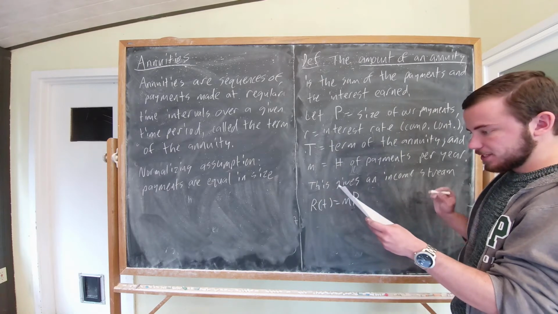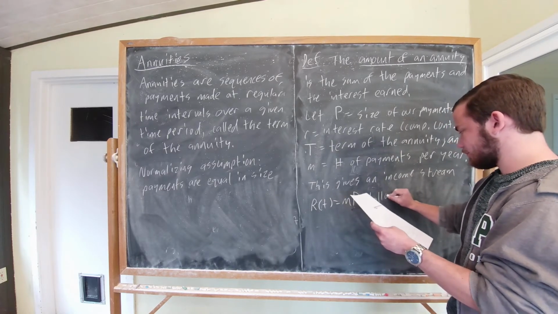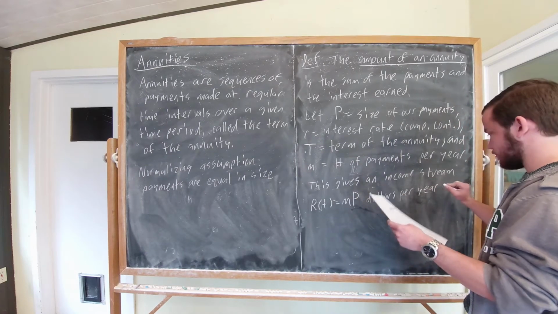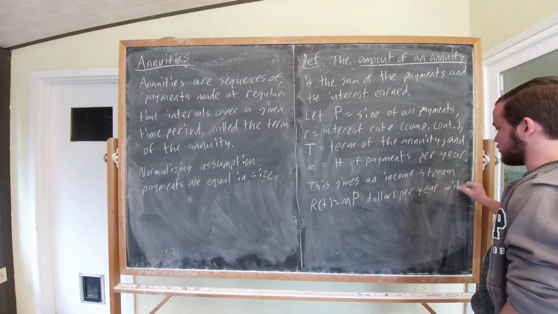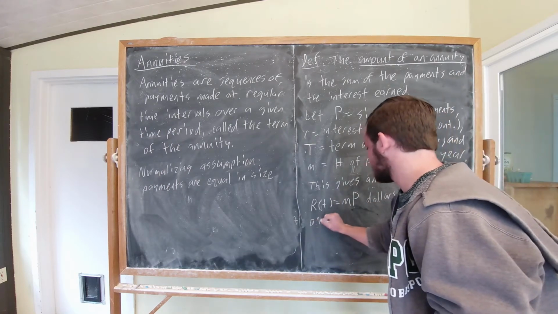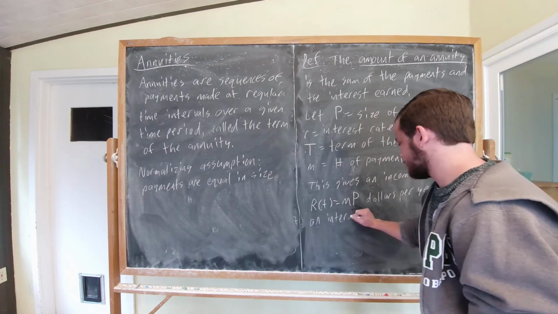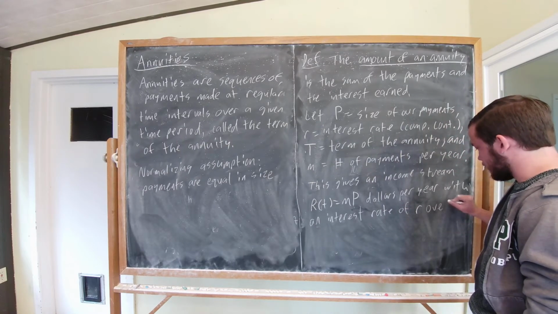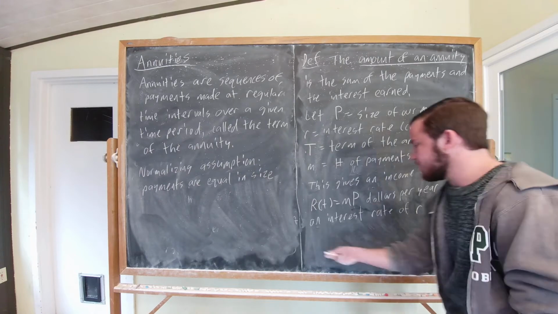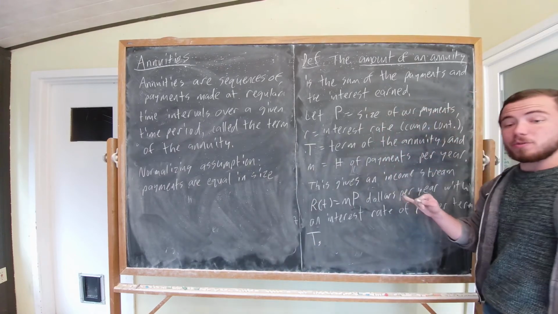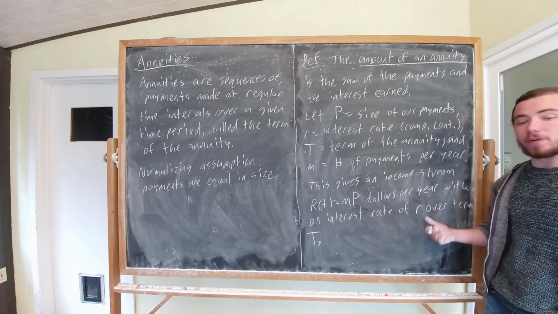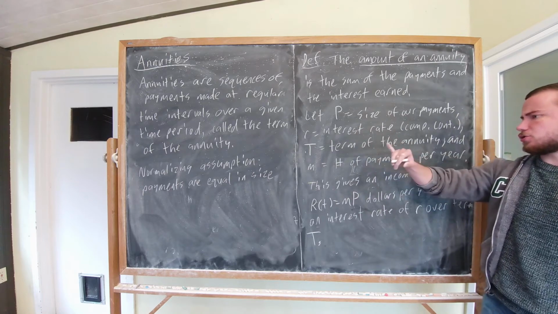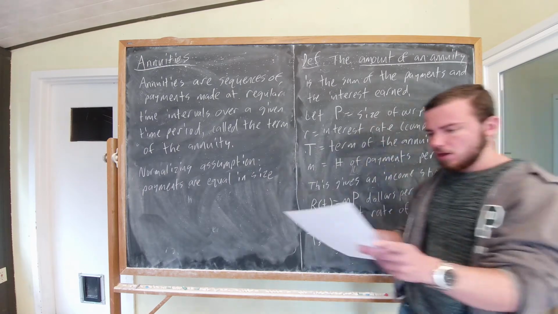You'd have m times P dollars per year with an interest rate of r, over term capital T. So the interest rate and the term for the annuity transfer directly to your interest rate and term for your income stream. And then R of T comes from the other two quantities, this m and this P.